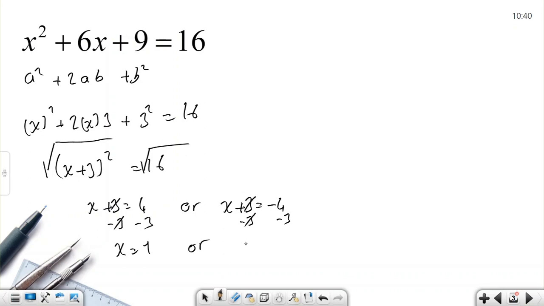So plus 3 minus 3 will be 0. Negative 4 minus 3 is going to be negative 7. So x equals 1 or x equals negative 7. These are our solutions. So this is already a perfect square. I never completed the square at the moment. It's already a perfect square, I just reorganize it and find the value of x.